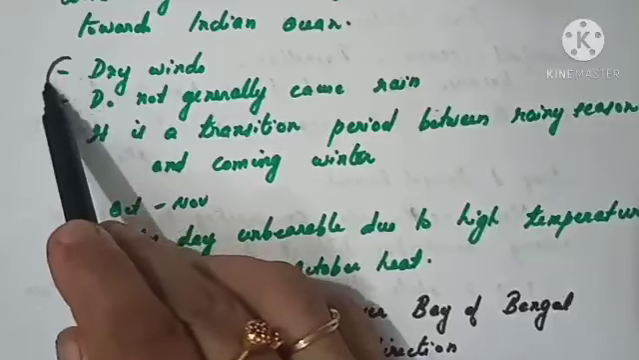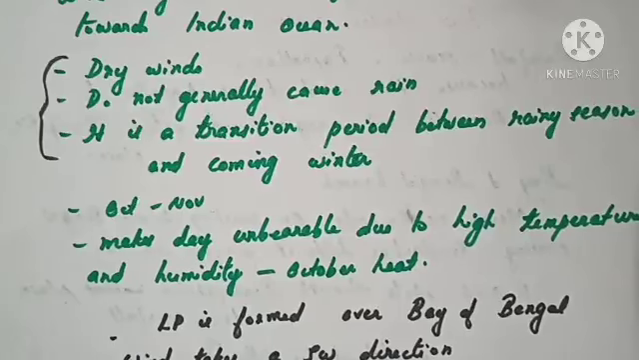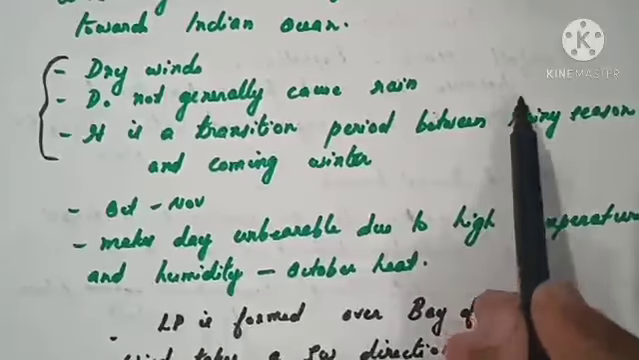What are the peculiarities of northeast monsoon winds? They are dry winds. They do not generally cause rain. It is a transition between the rainy season and the coming winter season. The rainy season is the southwest monsoon season.